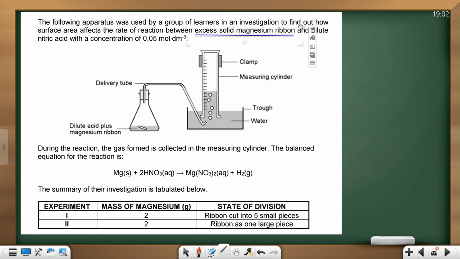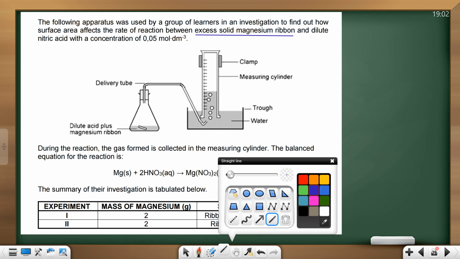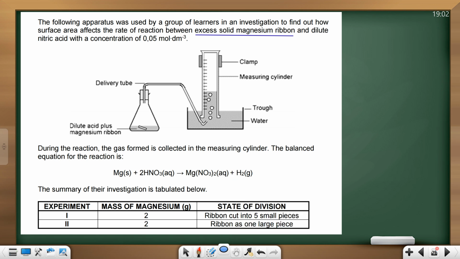Okay. Please write that reaction. Mg plus 2HNO3 to give us magnesium nitrate and hydrogen gas. By the way, we have the original mass of magnesium. What's the original mass of magnesium? We need that. Yeah, it's given on the table. 2 grams is the original mass.